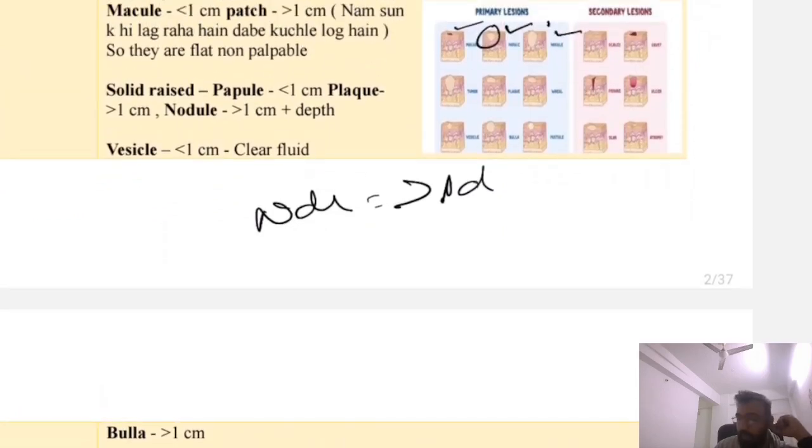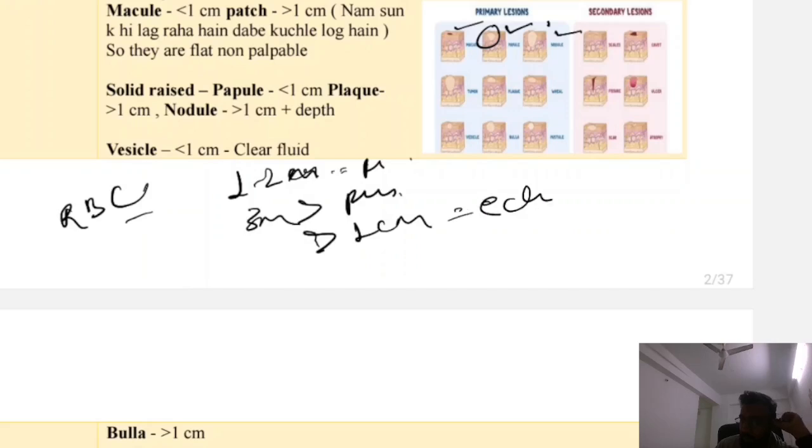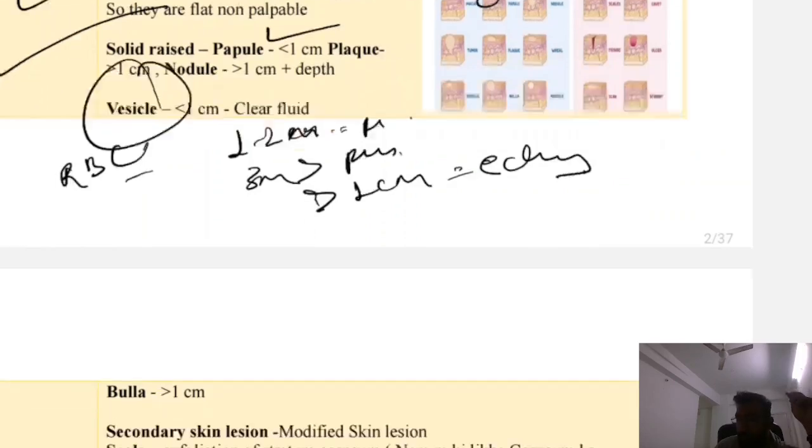Now we have petechiae. So what is petechiae? Petechiae is a 1 to 2 millimeter lesion. Greater than 3 is purpura, RBC extravasation, and greater than 1 centimeter is ecchymosis. So if it is non-palpable, then macule or patch. If it is solid, then papule. If it has fluid, then vesicle and bulla.